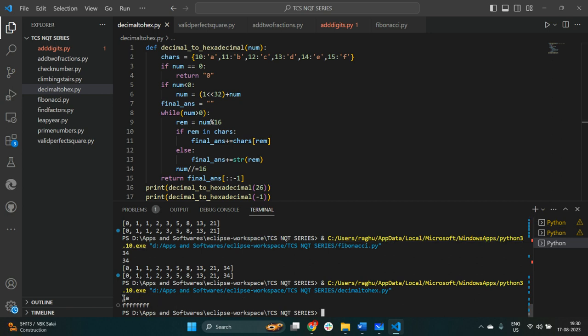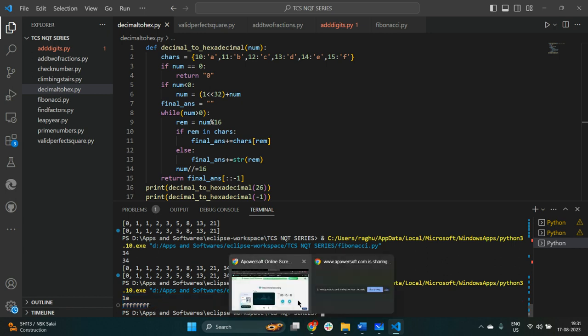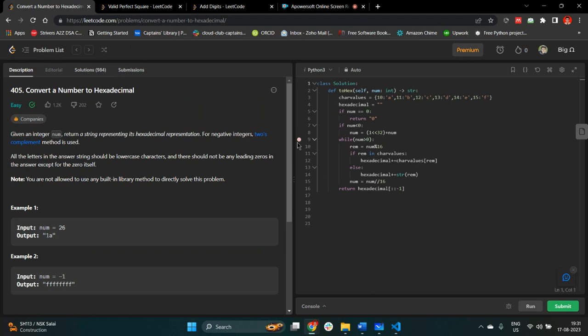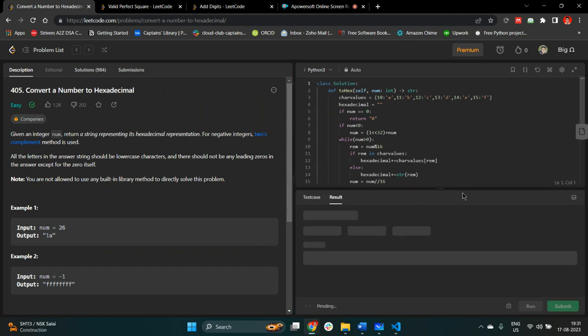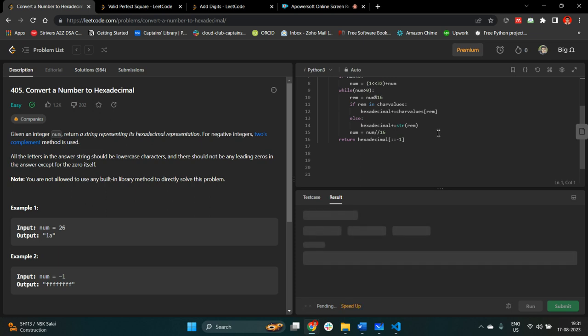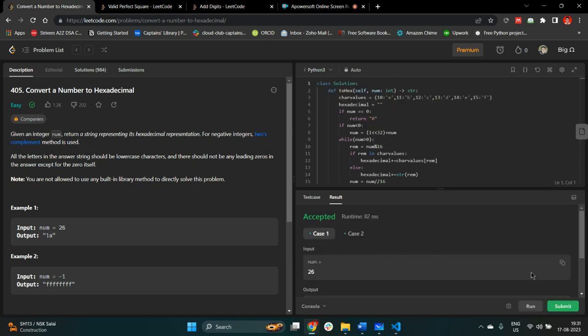So we have 1a and ffffffff as the answer. Let's solve this through LeetCode too. So let's submit it. Yes, so we have got the answer. Let's submit it.